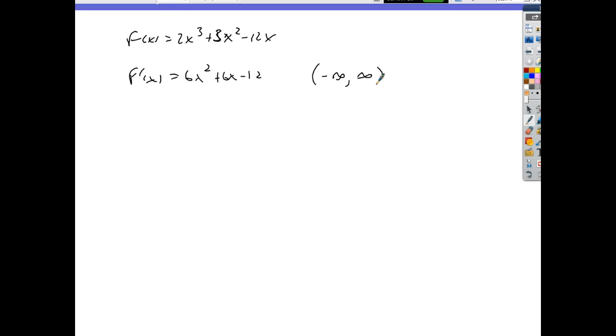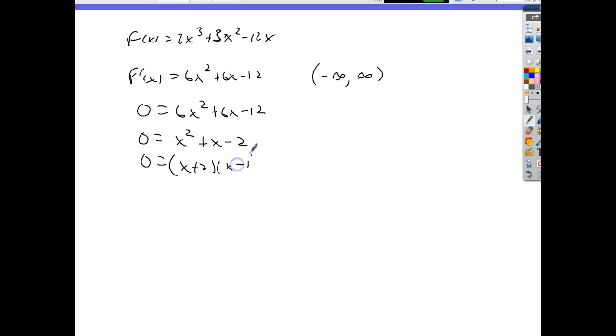That's a surprise. And where the derivative is equal to what? Zero. So I'm going to set the derivative equal to 0. So you divided out the 6, it sounds like, which is a good move. x plus 2, x minus 1, which means I have critical points at x equals negative 2 and positive 1.